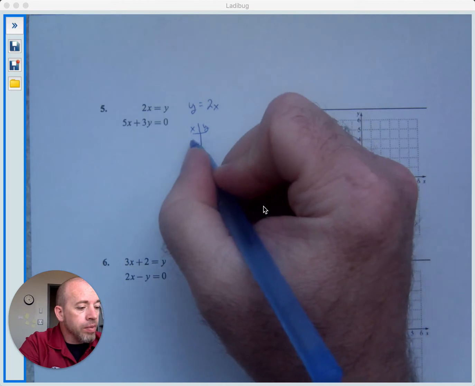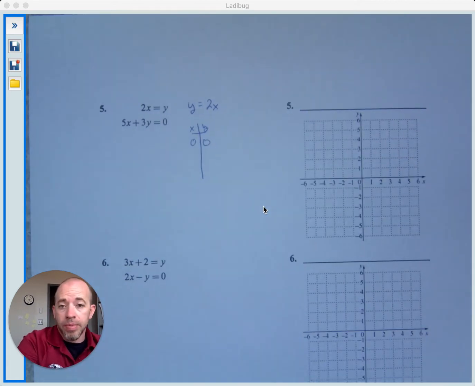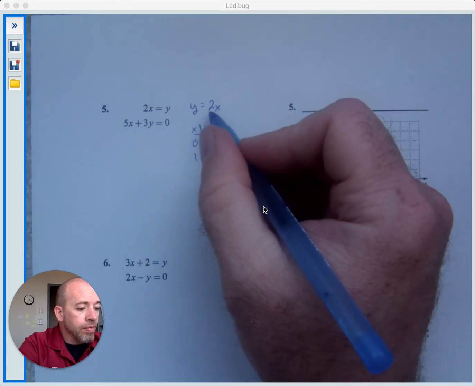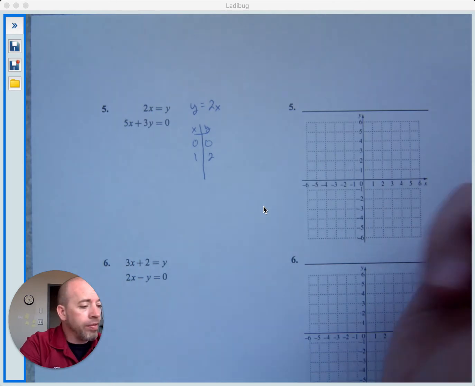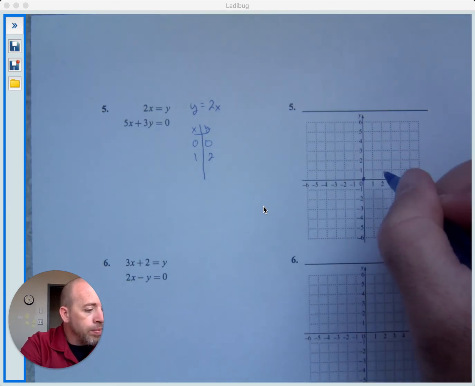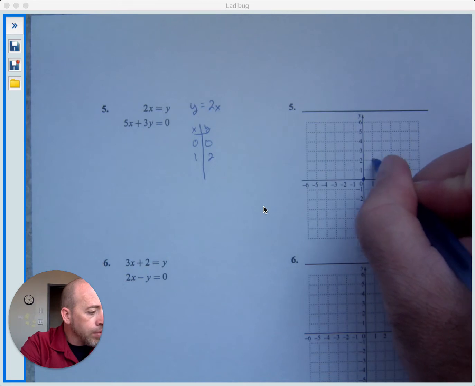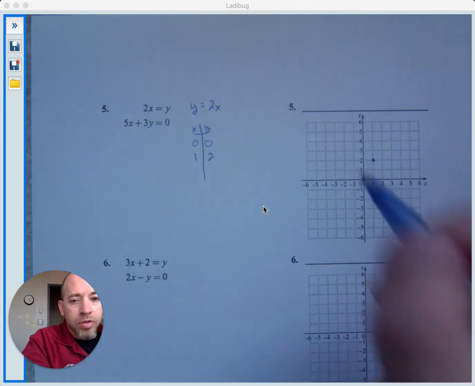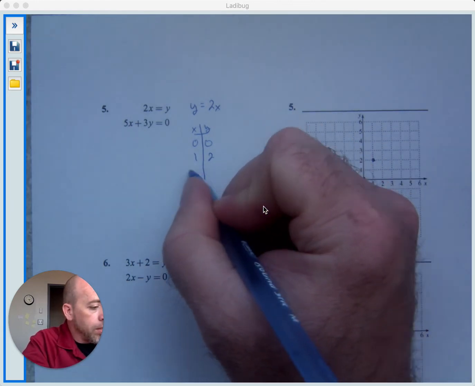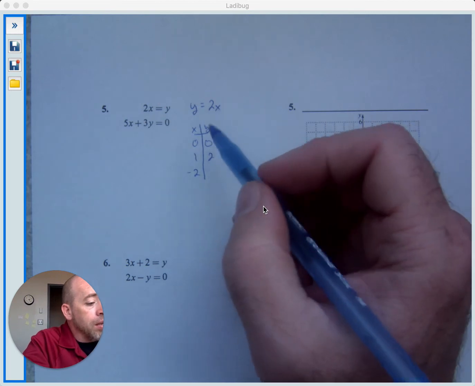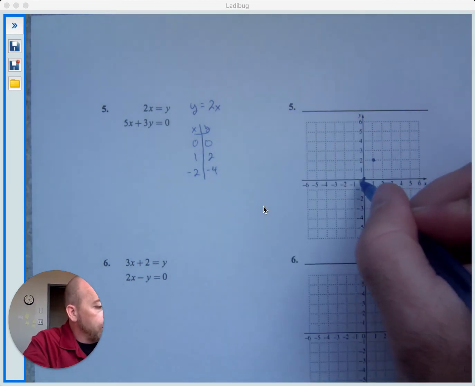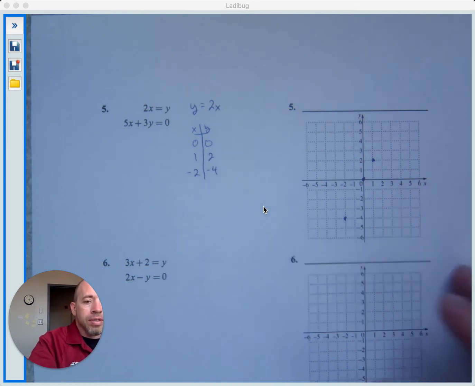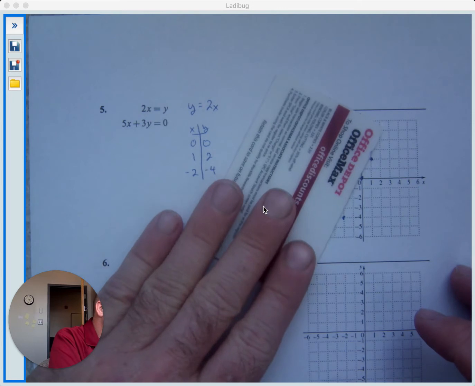0 for x, we would have 0 for y, right? Now I could plug something else in for x also. If I plug in, I don't know, 1 for x, I get 2 for y. So there's a couple points, 0, 0, and the point 1, 2. Now I could choose more points if I want to, but this is enough. But maybe I'll choose another one, let's say negative 2. That's negative 4, right, for y. So negative 2, negative 4. And those 3 points should all fall in the same line. Go ahead and graph that line.